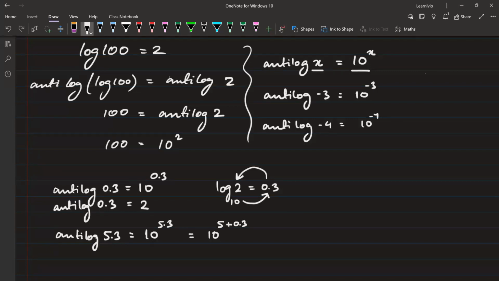5.3 can be written as 5 plus 0.3. क्या ख्याल है? Yes, sir. अच्छा, I can also write this as 10 to the power 5 into 10 to the power 0.3. क्या ख्याल है? Yes, sir. अब तो ये हो गया ना. 10 to the power 0.3 is 2, so it is 2 into 10 to the power 5. This is antilog of 5.3.